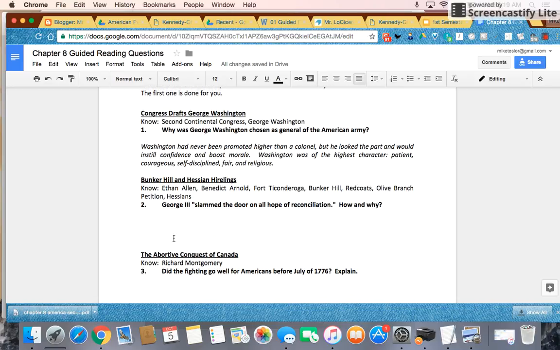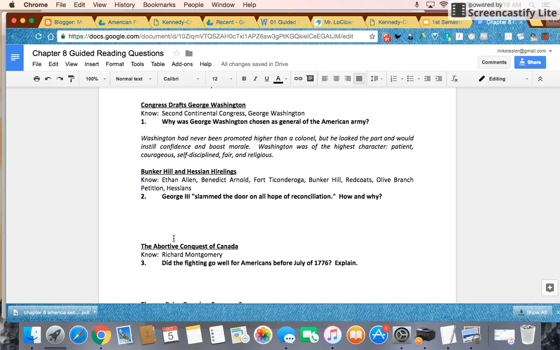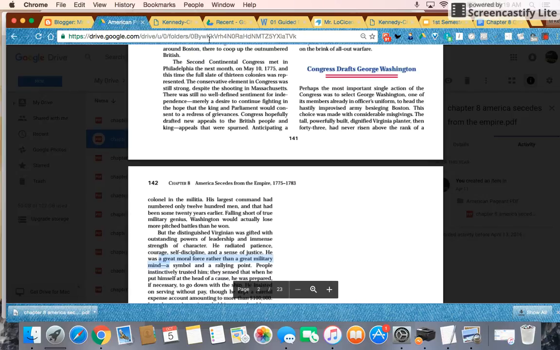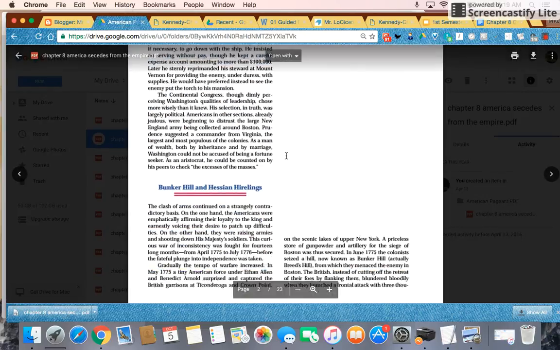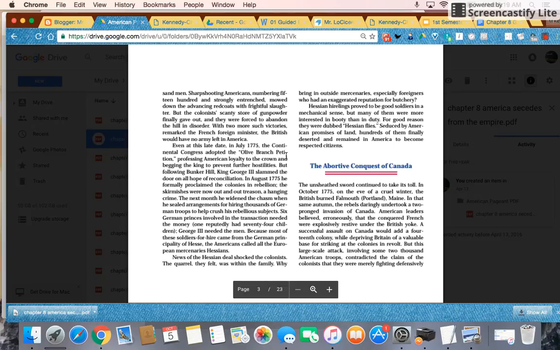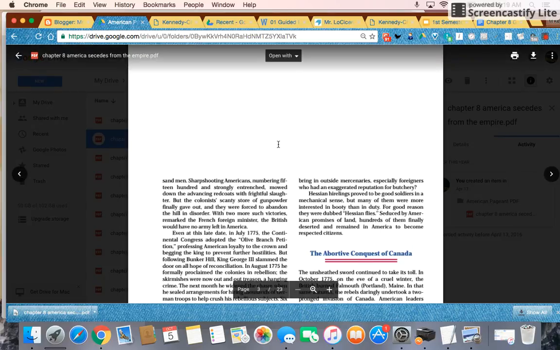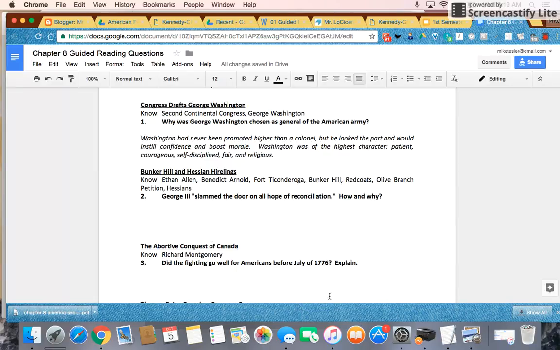Now, if we look down here, Bunker Hill and Hessian hirelings, we'd read that section, same thing. We would highlight key points and ideas, and then we would do our best to come up with a good, solid guided reading response. Remember, guided reading responses are anywhere from, say, 2 or 3 to 4 or 5 sentences. We're going beyond a single-sentence response for a back of the book question. We really want to get in there, read it, and then answer the question.